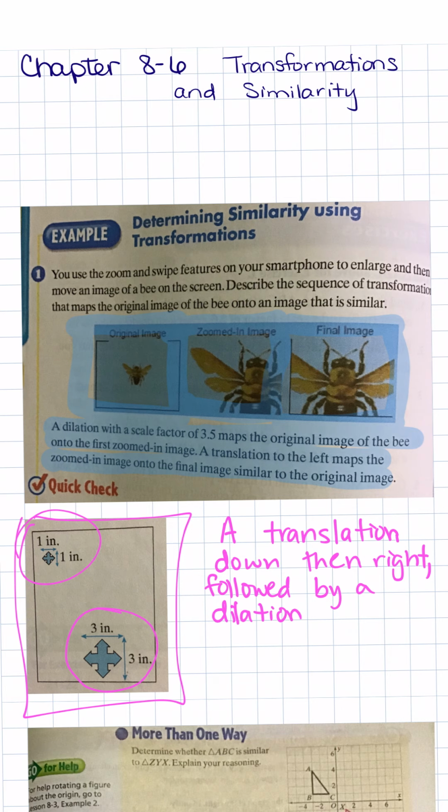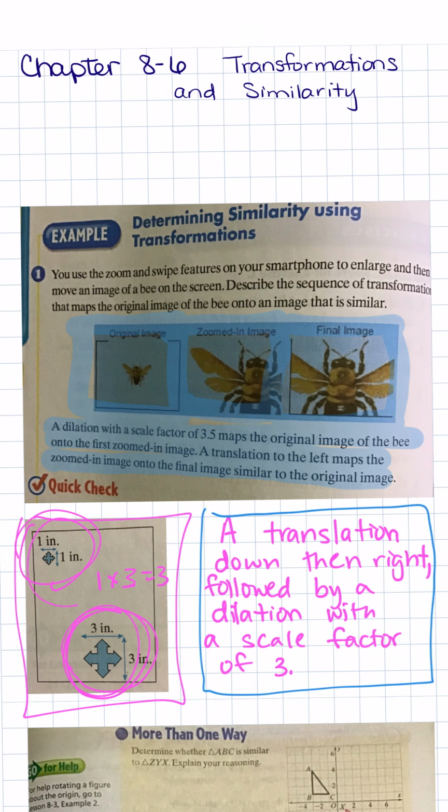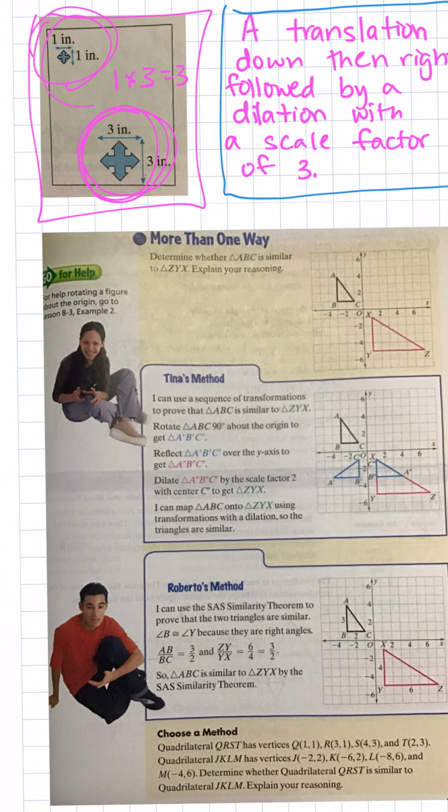Sorry, my spelling there was a little off. With a scale factor. So how much bigger is this second one than this first one? 1 times what equals 3? 1 times 3. So a scale factor of 3 gets bigger by 3. And that is your answer. Please write that down. Okay, so there is more than one way to do this.